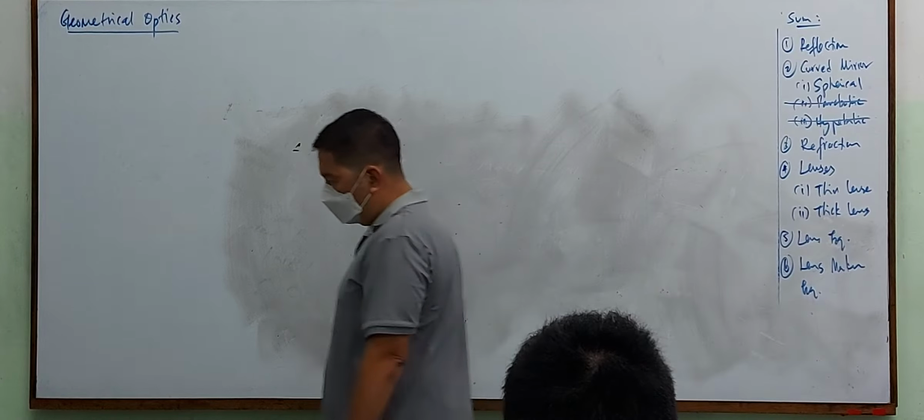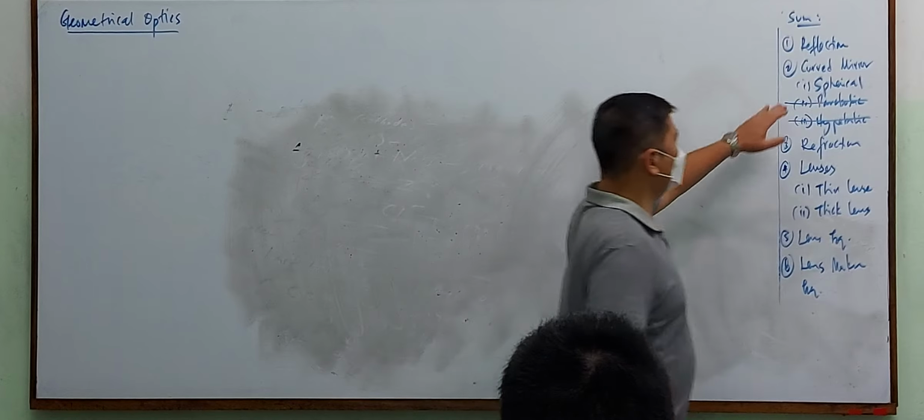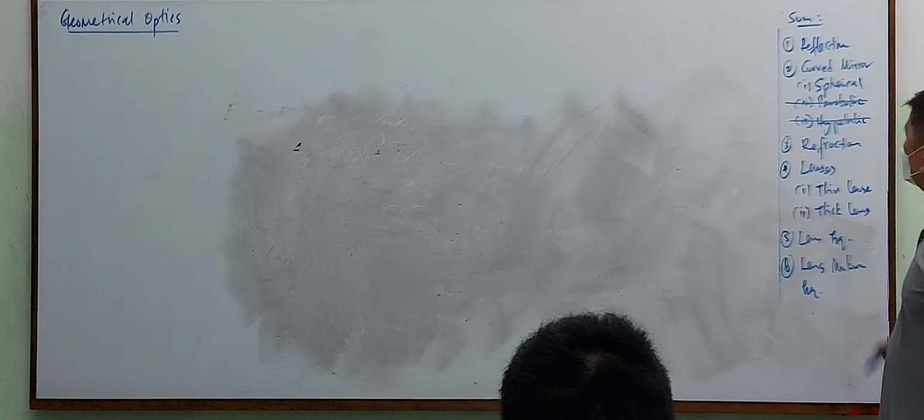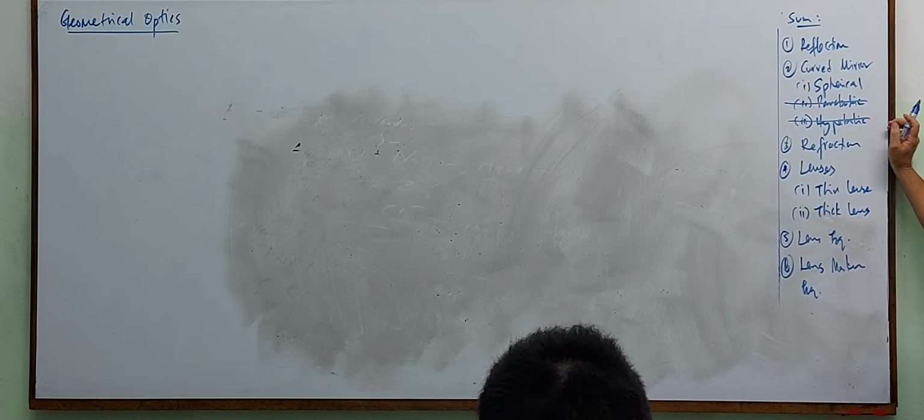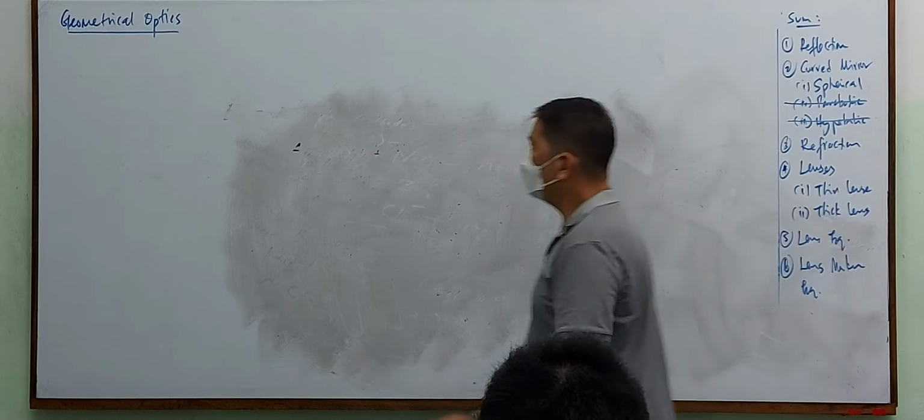And of course, when we study refraction, curved mirror, and lenses, we need to know how to draw ray diagrams, and that is the most interesting one. Normally we cannot get an answer most of the time. So the first one, reflection.